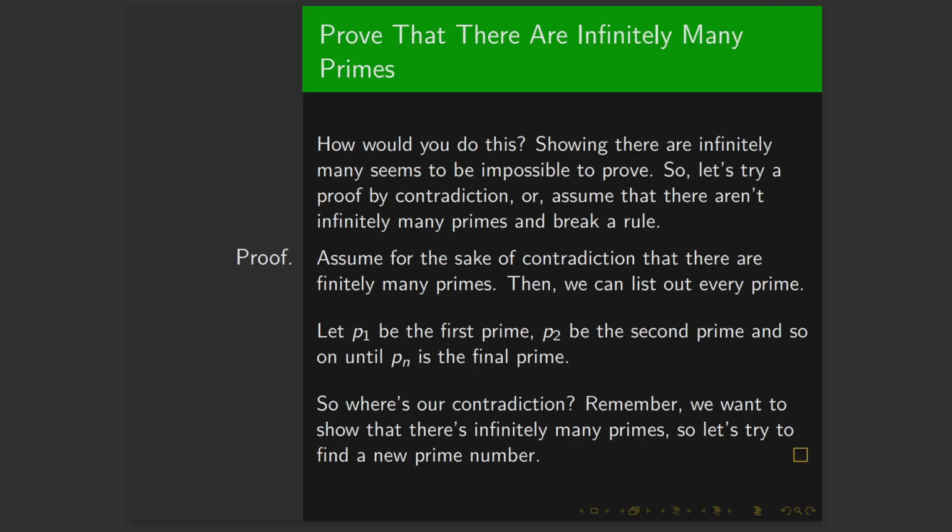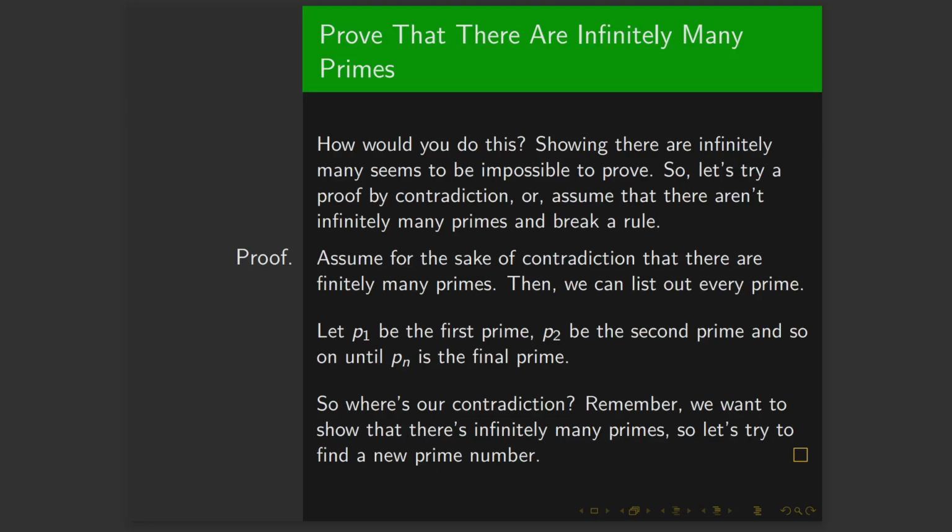We're going to talk about this later, but let's run through this proof. How would you prove something like this? At first glance, you'd be like, okay, this doesn't really make sense. How do you show that there's an infinite amount of something? Well, this is where contradiction shines. It's not actually just for implications, but actually any result.